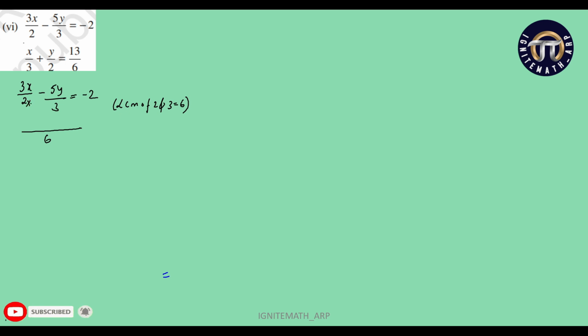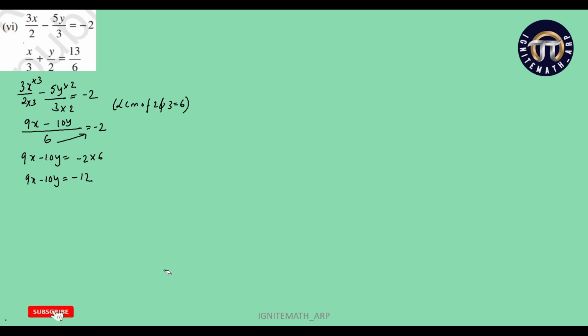2 into what is 6? 2 into 3 is 6. Again, the numerator should also be multiplied by 3. So I'll get 9x minus, 3 into what is 6, children? 2. So into 2, that is equal to 10y is equal to minus 2. Then I'll write it as 9x minus 10y is equal to, when I take this 6 to the other side, minus 2 into 6. So 9x minus 10y is equal to minus 12. Clear, children? Any doubt over here?